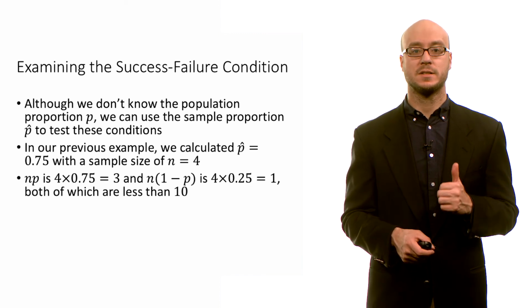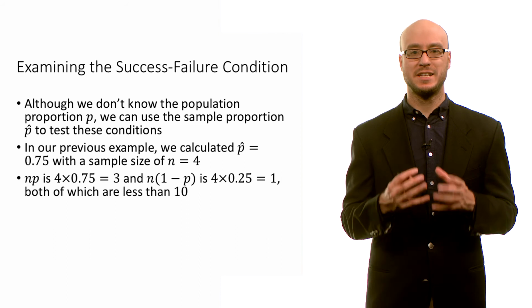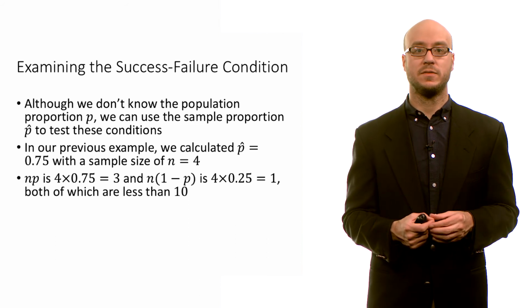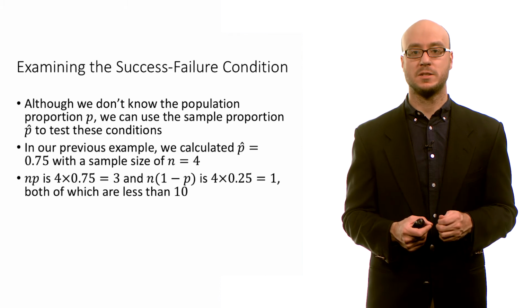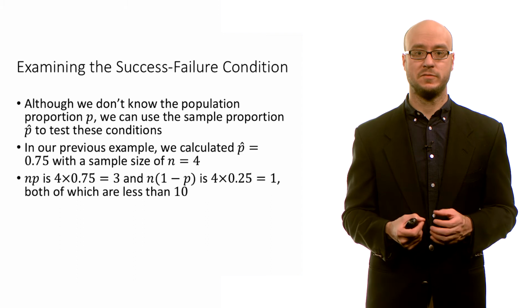The expected successes are n times P, which is 3, right? In this case, 4 times 0.75. So we expect about 3 successes. In terms of the expected failures, we have n times 1 minus P, or 4 times 0.25, which is 1. So we have about 1 expected failure.